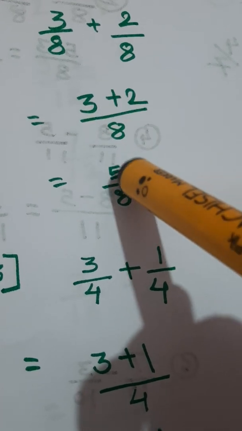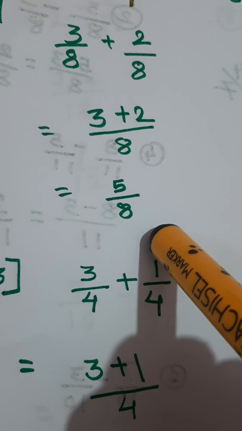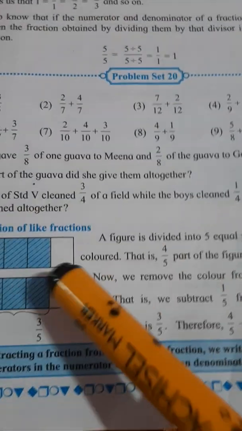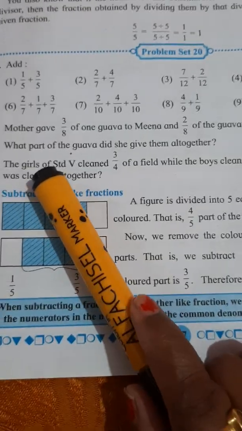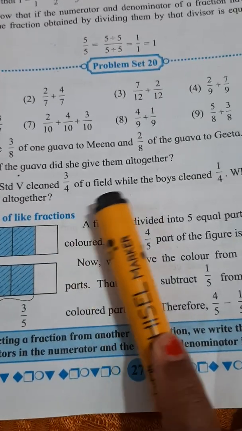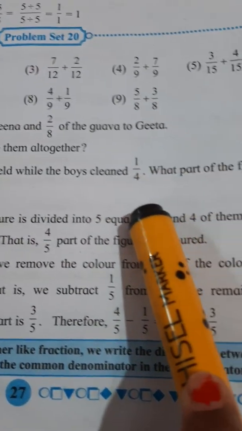3 plus 2, 5 upon 8. So mother gave 5 upon 8 gawa to Meena and Geeta. See the next word problem. The girls of 5th cleaned 3 upon 4 of a field, while the boys cleaned 1 upon 4.